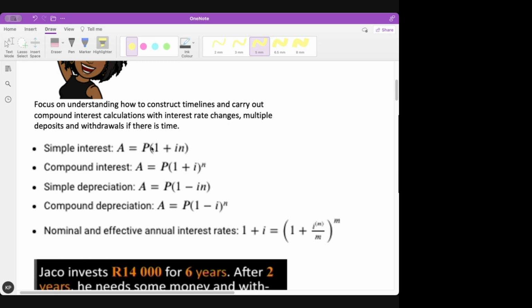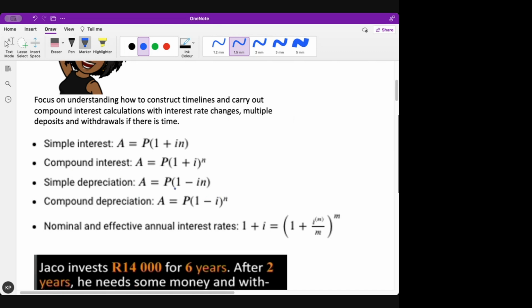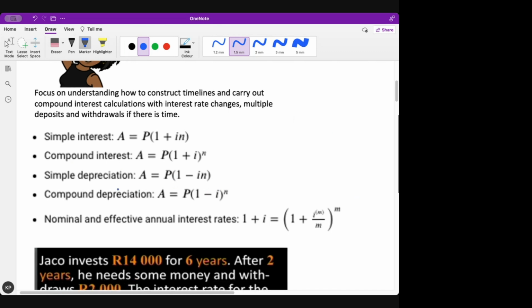Okay, so as I was saying, otherwise known as the straight line method of depreciation and the reducing method of depreciation. And then we have our conversion method for nominal and effective annual interest rates. We'll speak about what the difference between these two are when we get there. There is a question later on. We'll see if we get to it.